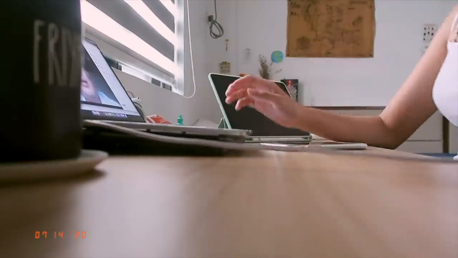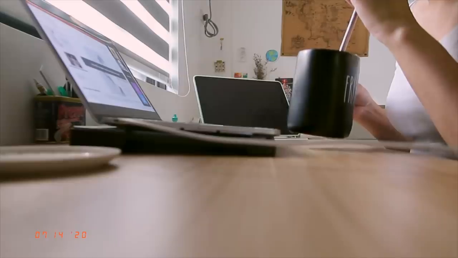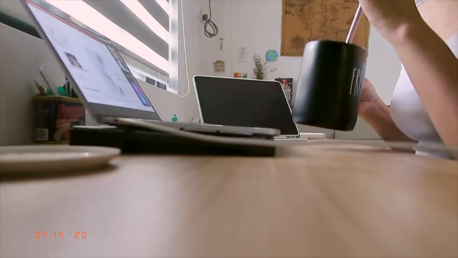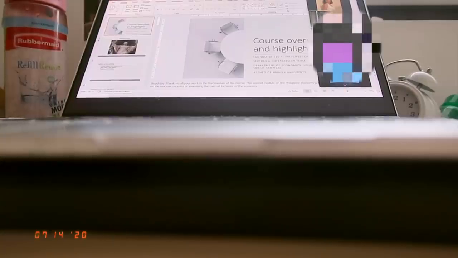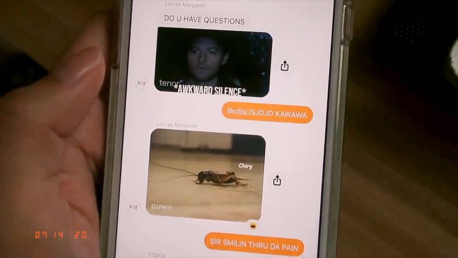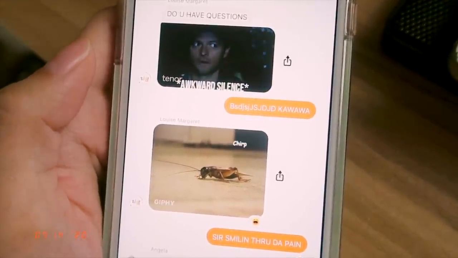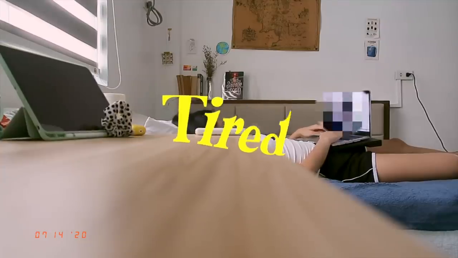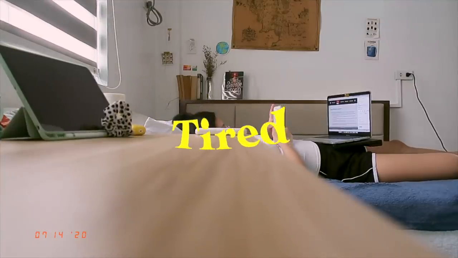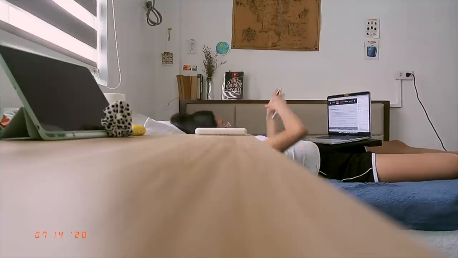Okay, we're already complete. I hope that if this is your first time using Zoom, there were some suggestions to have more synchronous sessions like this.